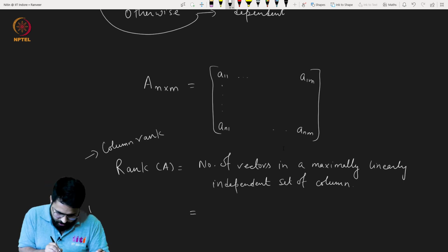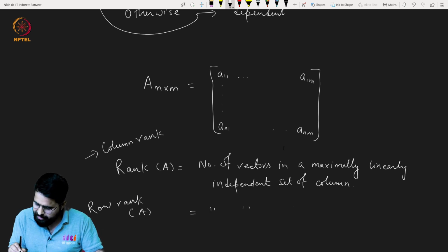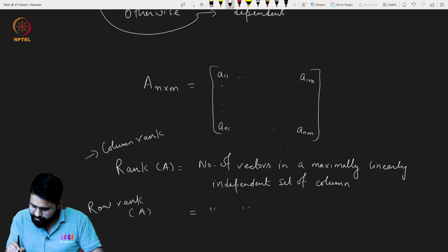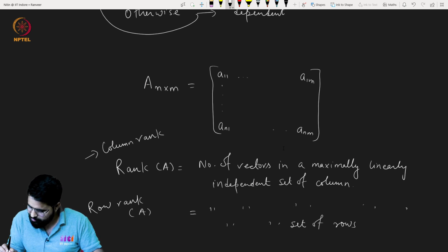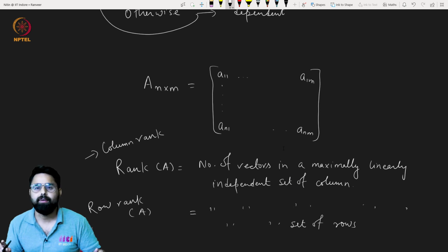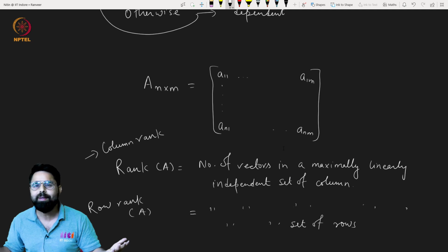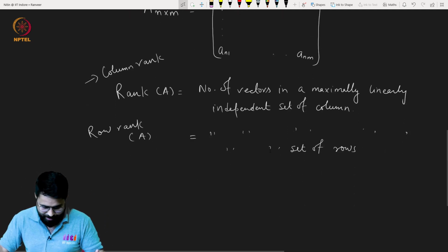Now let me define what row rank is. Row rank of A is the number of vectors in a maximally linearly independent set of rows. Now the thing is, why do we call it rank? Why not say, oh, that was the column rank, this is the row rank? We call it simply rank because these two quantities are always the same.